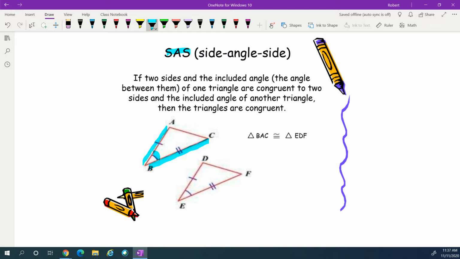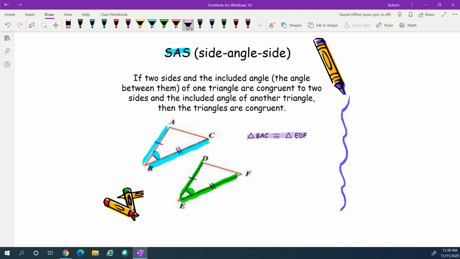If two sides and the angle in the middle, called the included angle, from one triangle are congruent to two sides and the included angle from a second triangle, then those triangles have to be congruent. And notice that we name them in corresponding order.